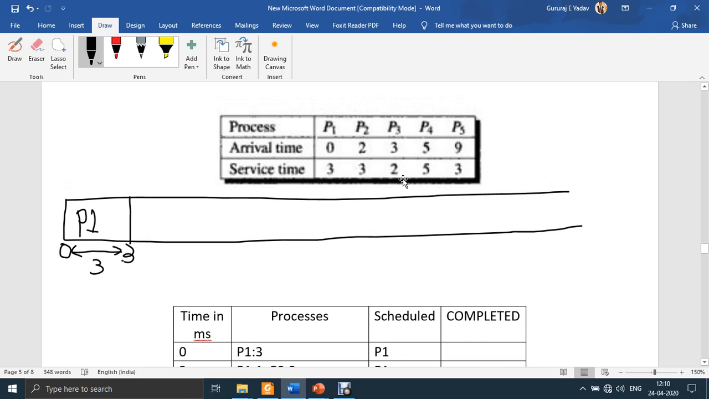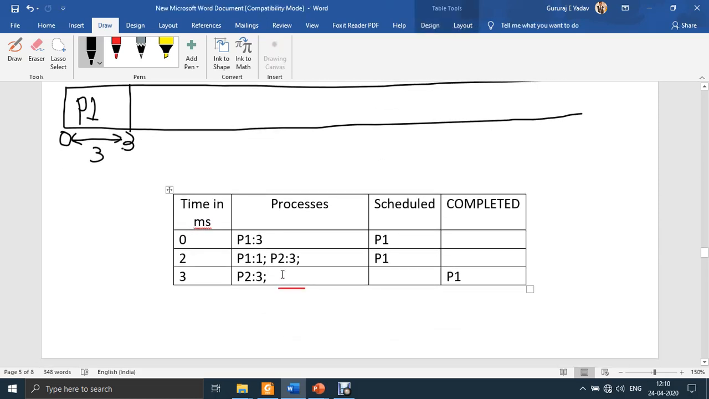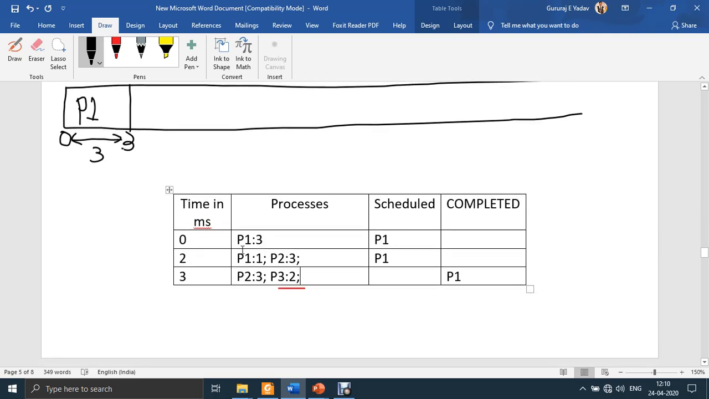Okay, so what is its estimated completion time? Only 2 milliseconds. So P3 with 2 milliseconds has entered the ready queue. Fine. Are there any other processes? No. So at time 3, now P2 and P3 are present. So that is what we have listed here, right?